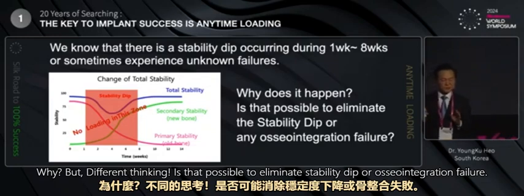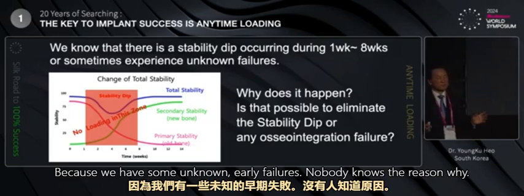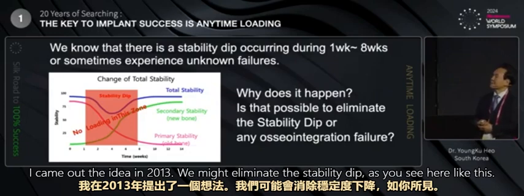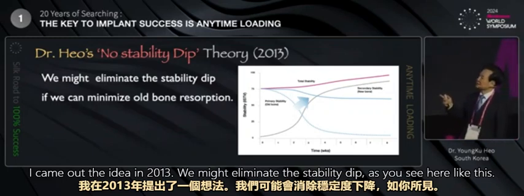Is it possible to eliminate the stability dip or osseointegration failure? Because we have some unknown failures, early failures. Nobody knows the reason. Why? I came up with the idea in 2013. We might eliminate the stability dip, as you see here, like this.